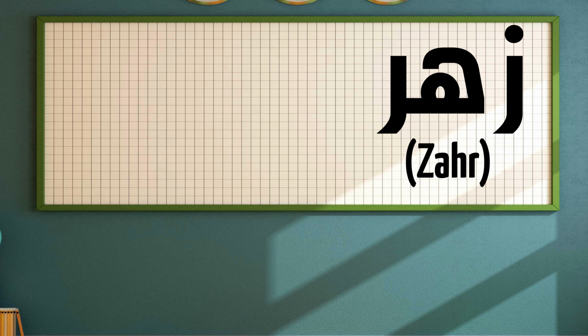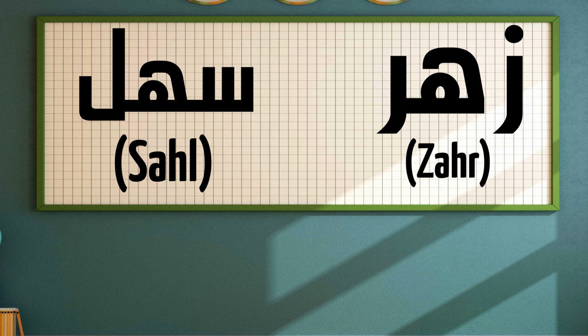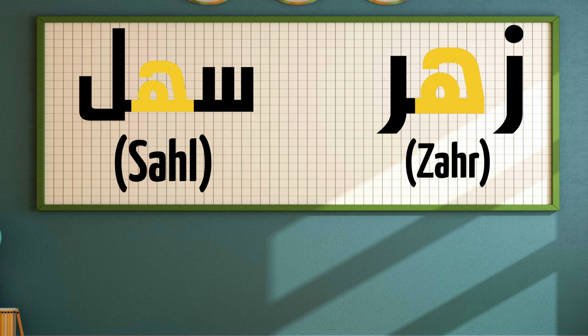Let's take 2 examples to make that clear. You see the word zahr, which means dice in Arabic, and the word sahl, which means easy in Arabic. In both examples, you can clearly spot the He in the middle, but He in the word zahr is only connected to the letter after it, while He in the word sahl is connected to both letters before and after it. Now last but not least for He, let's see how it looks at the end.